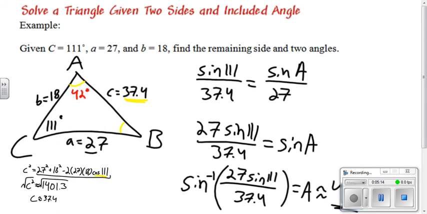And again, we could continue on, either again with the law of cosines or the law of sines, or at this point, I would say it's probably easiest just to do 180 minus 111 minus 42. That'll give us our last angle, B. So it's going to come out to 27 degrees.